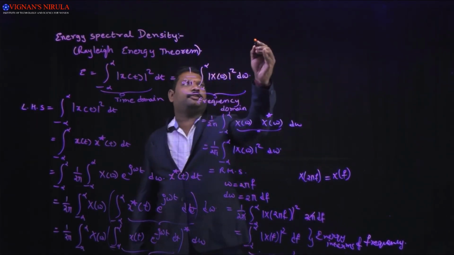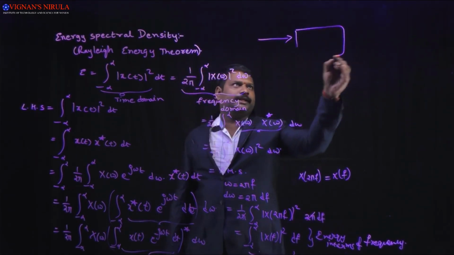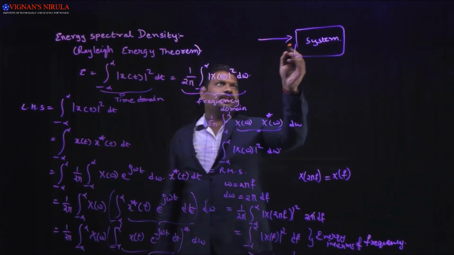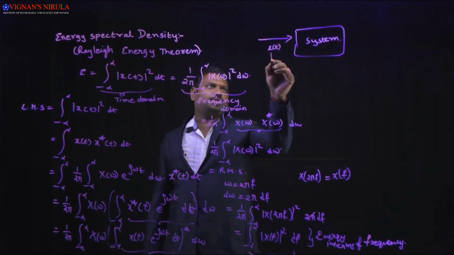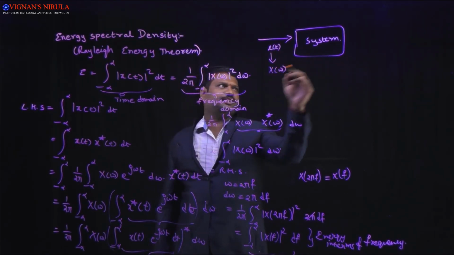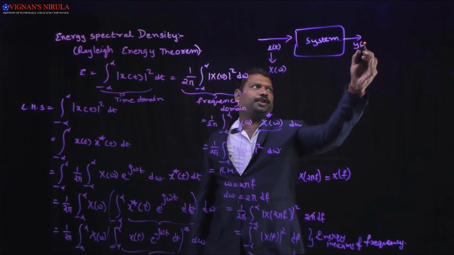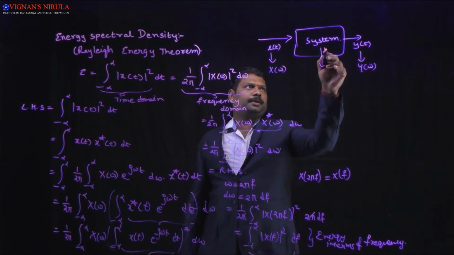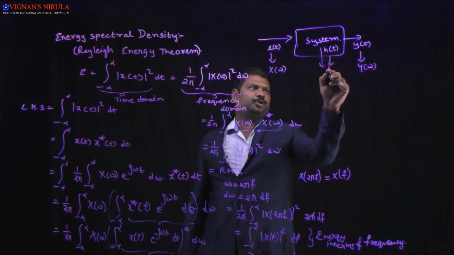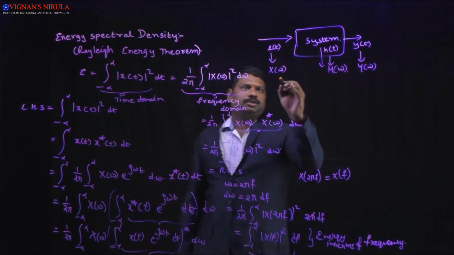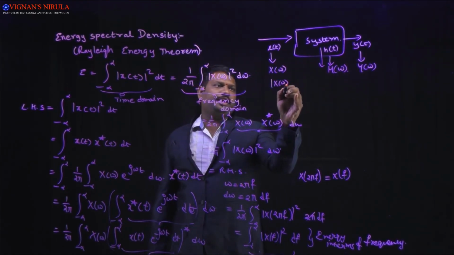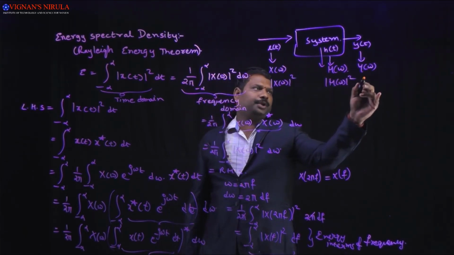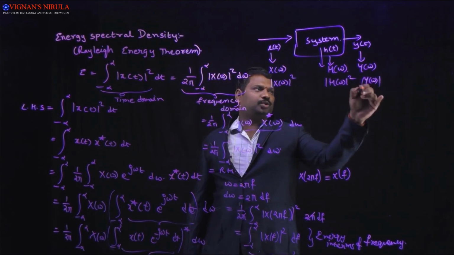Next, if we consider one particular system with the input as x of t and its Fourier transform as X of omega, and the output y of t whose Fourier transform is Y of omega, with the impulse response as h of t, then its Fourier transform is H of omega. Then when we take the magnitude and square it, it will be like this, here also, and here also.